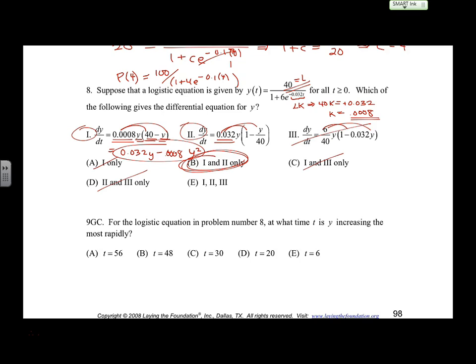L over 2, right? Yeah, it's L over 2. What is L over 2? 40 over 2. When it's increasing most rapidly, not the time, when the population is L over 2. When the population reaches half of the limiting constant is when it's increasing the fastest, because that's the point of inflection. That's where it switches from exponential to the leveling off. So you have to set P of t equal to L over 2, L being 40.